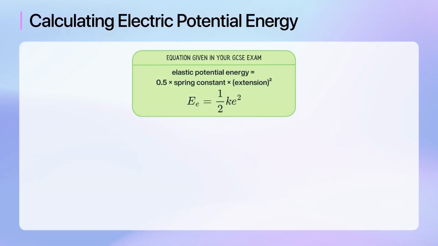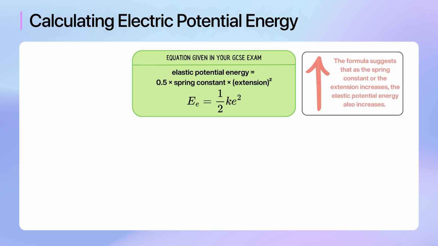The formula for elastic potential energy, or EPE, is 0.5 times the spring constant, k, times extension squared. It is important to note that the extension can also sometimes be written as x squared. As expected, the formula suggests that as the spring constant or the extension increases, the elastic potential energy also increases.